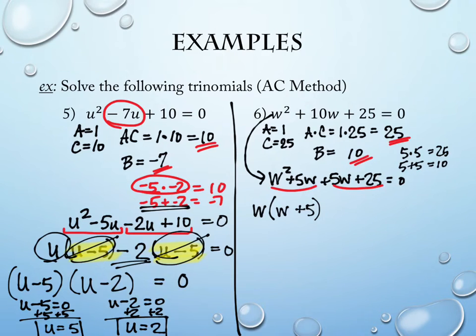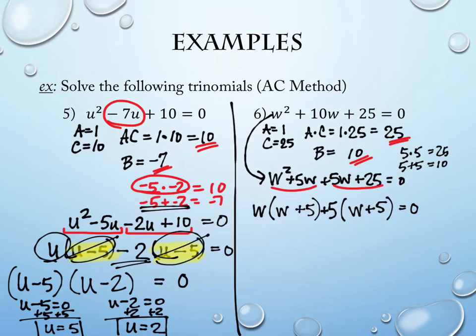The second set of parentheses. What can I take out of 5w and 25? 5. And a positive works just fine. Everything's positive on this problem. I don't need any negatives at all like I did the last one. And I have 5w divided by 5 is w. 25 divided by 5 is 5.